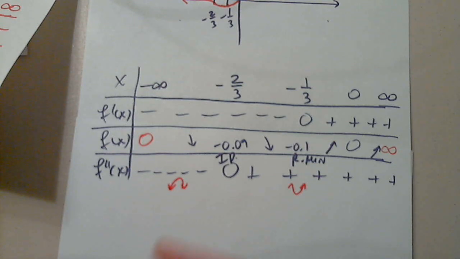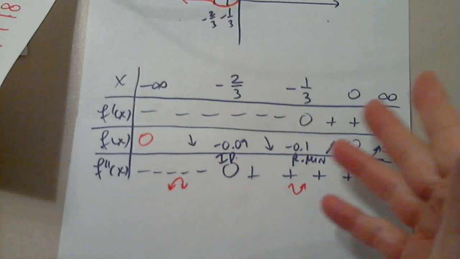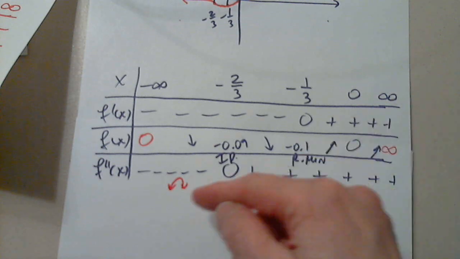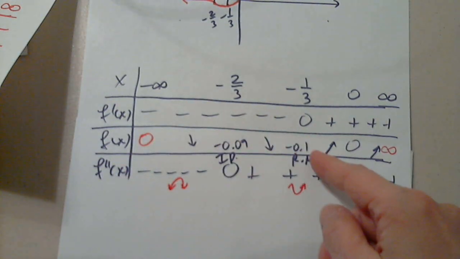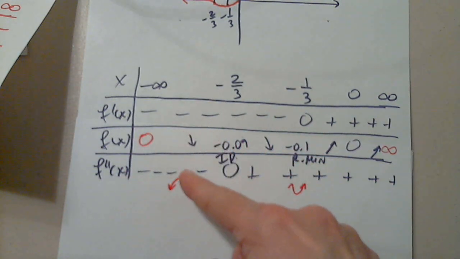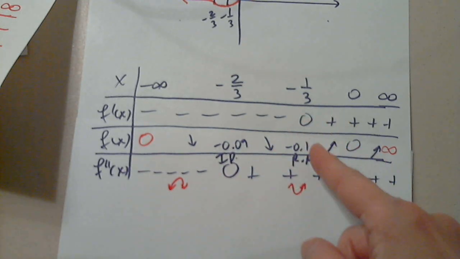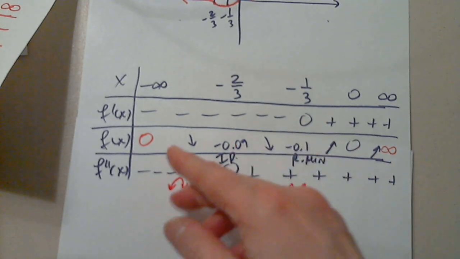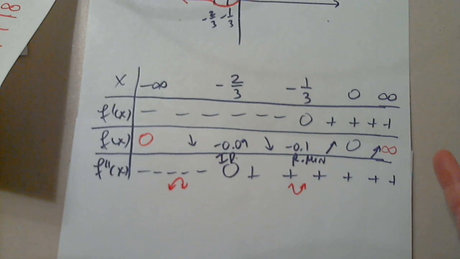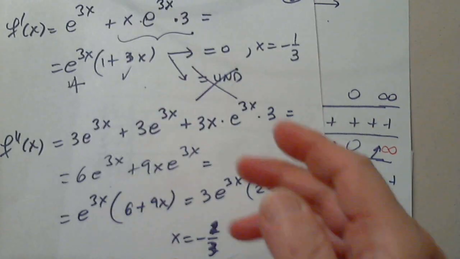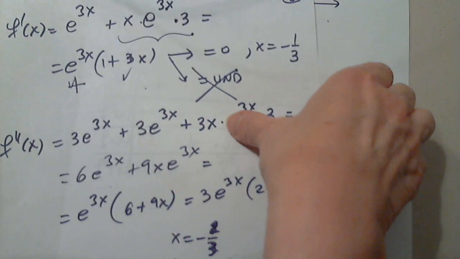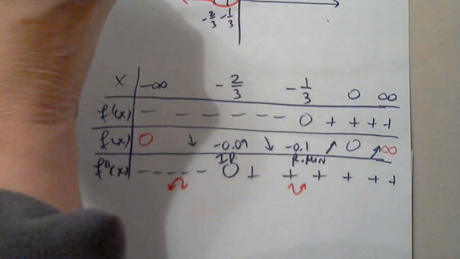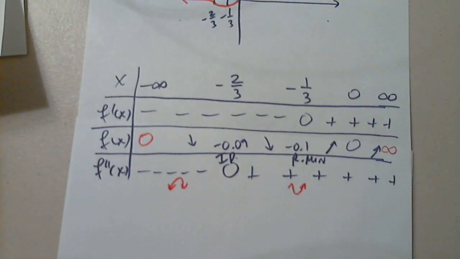The graph is not difficult. It turned out to be quite simple. But getting these numbers and identifying the inflection point and the relative minimum was a little bit cumbersome because of the function, because of all this work that needed to be done. So that is the graph.